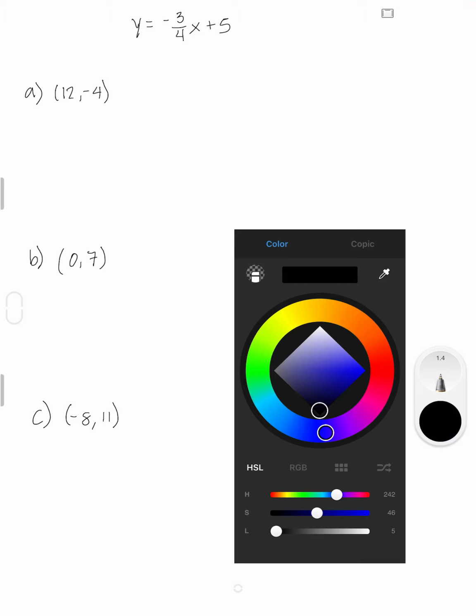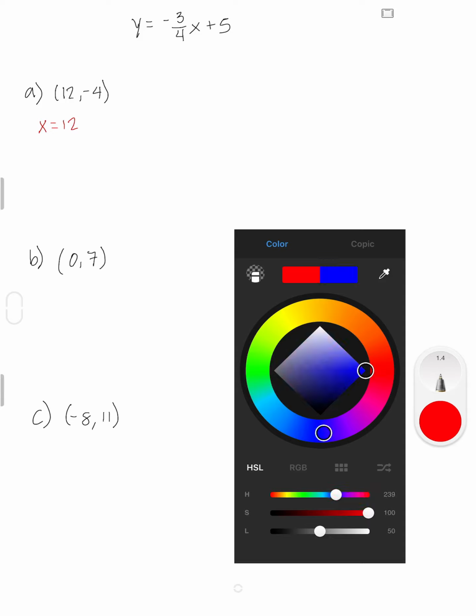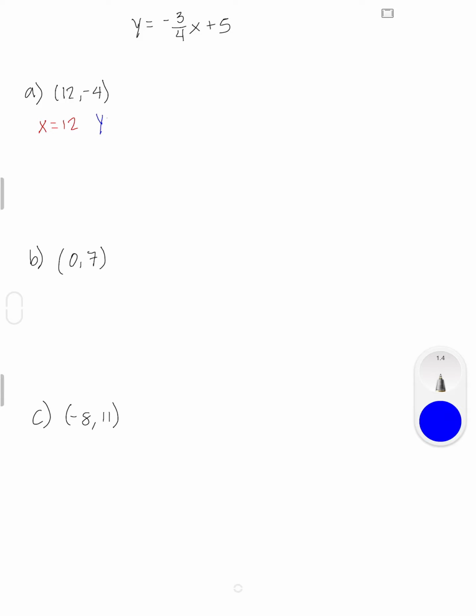So here for the first one we have that x equals 12, and then we have that y equals -4. And what we want to do is go ahead and replace those two values into the equation and then check if this will be a true statement. So we have y equals -3/4x plus 5. Now instead of y, we're going to plug in -4, and then equals -3/4, and then instead of x, we're going to plug in 12, plus 5.